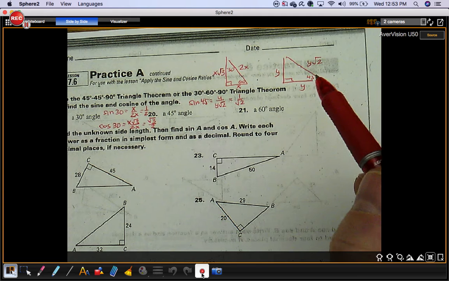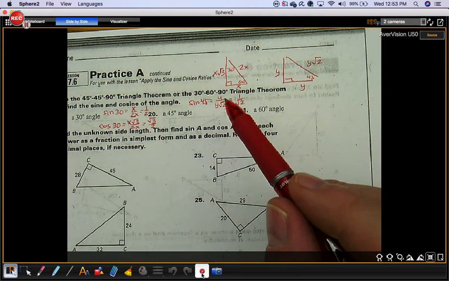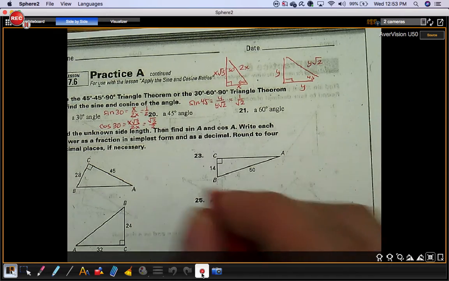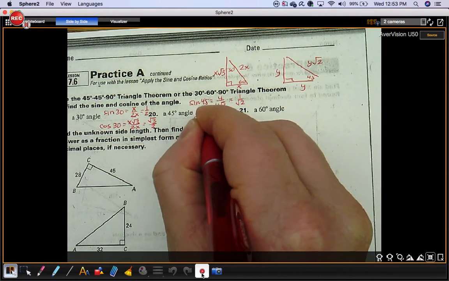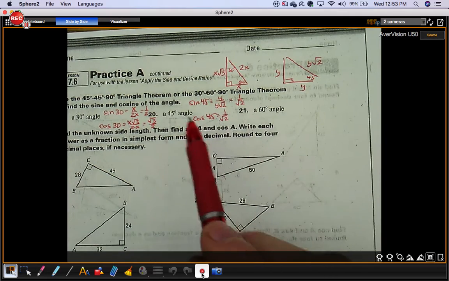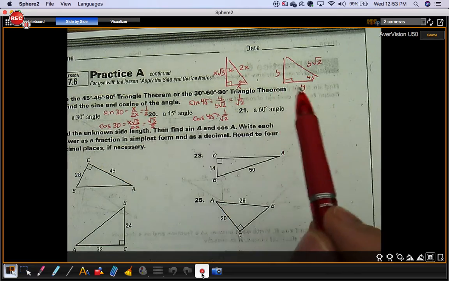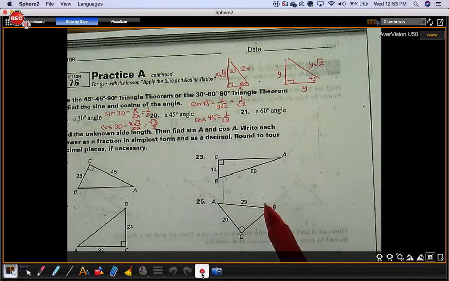Now, the cosine of 45 would use the adjacent over the hypotenuse, which, if you notice, is the same exact thing. Cosine of 45 is the same ratio, and that's because it's a 45-degree angle, so it's a right isosceles triangle, so these legs are the same. That's why that works that way.